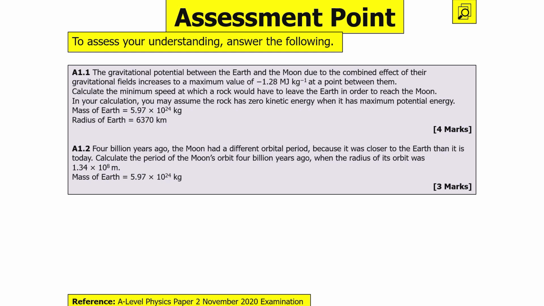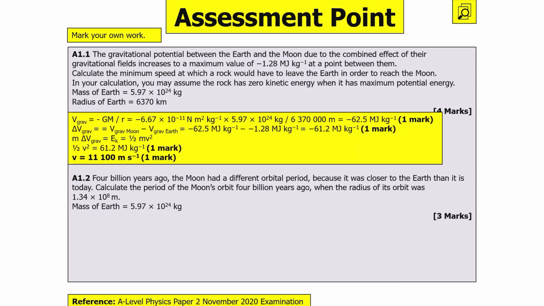kilometers. 4 billion years ago, the Moon had a different orbital period because it was closer to the Earth than it is today. Calculate the period of the Moon's orbit 4 billion years ago when the radius of its orbit was 1.34 times 10 to the 8 meters. So, pause the video now, then unpause the video when you want to go through your answer.